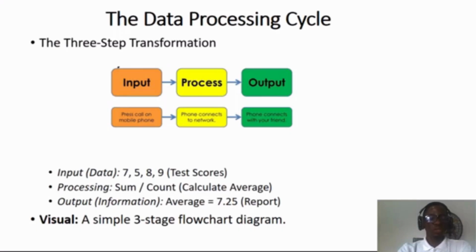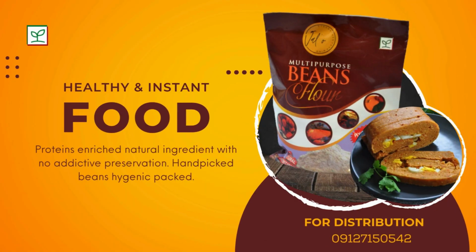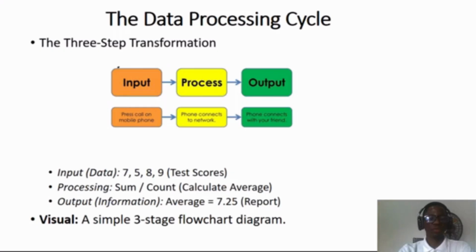Now the visual we have here is a simple 3-stage flowchart diagram, which is what I just displayed. This is how the data processing cycle actually looks. First of all, we have the input, then we have the process, then we have the output. So this is just the example.